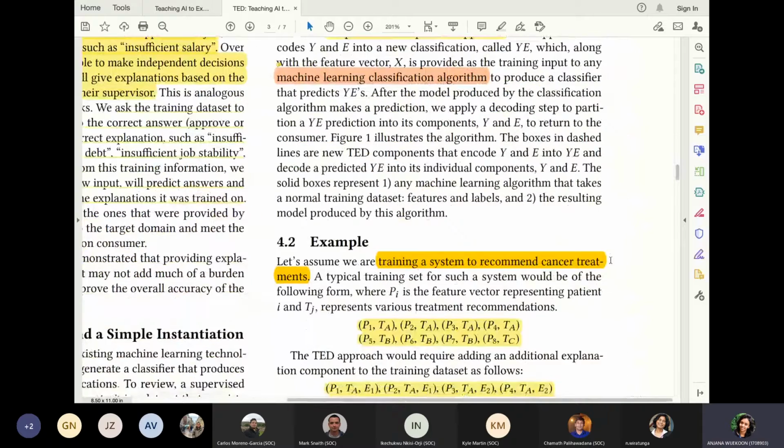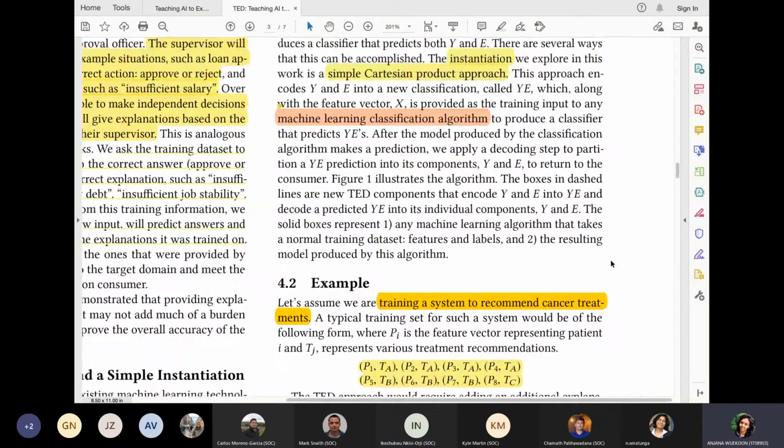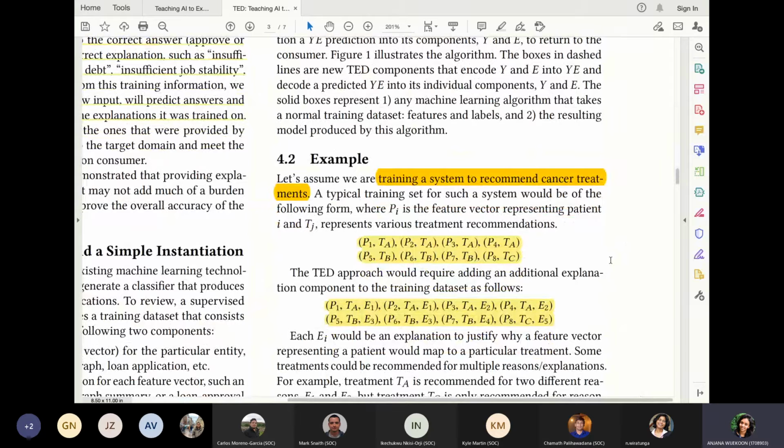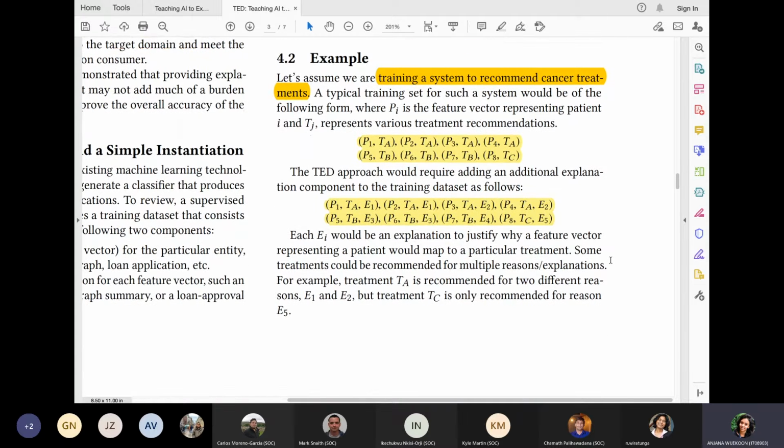So that's more or less the essence of the paper. The approach is quite simple, but yeah, when we try to implement it, when the E is more complex than just a set of explanations, it can get complicated. And I think they're yet to explore these complications, but we can see what they have done. So they have an example on how to do this Cartesian product instantiation of the TED framework. So they're referring to this recommending cancer treatments use case where PI is a patient and TJ refers to a treatment.